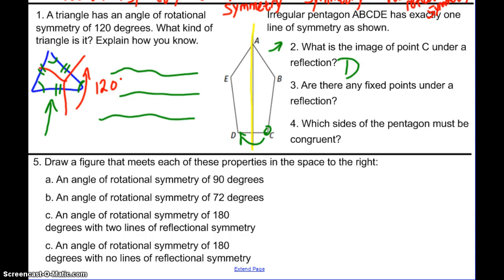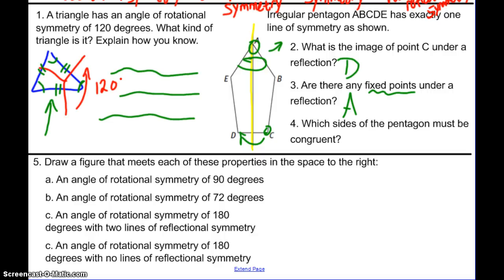Are there any fixed points under a reflection? Any points? Remember, fixed points are points that do not move. Well, A is on the line of symmetry, and so if we reflected this shape over that line, A would not move, would stay right there. So A is a fixed point.